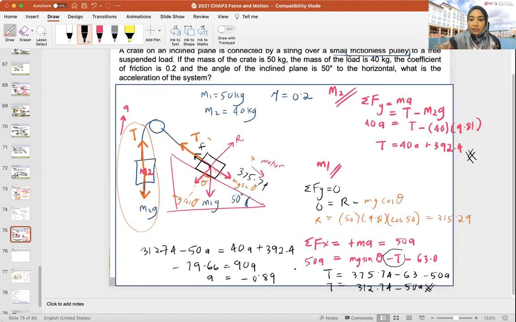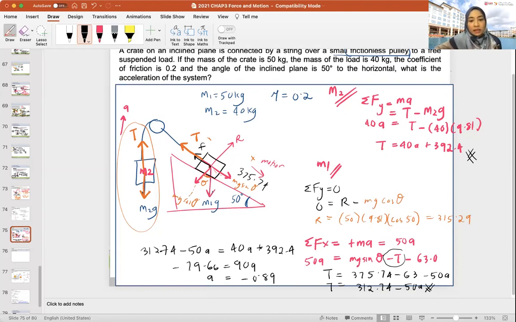Did I do my equations wrong ataupun betul? Dapat juga negatif. Did you guys try for M2 and M1 semua sekali? Sama tak? Hopefully ada yang rajin and buat sekali. So okay, so from here the acceleration is a negative.